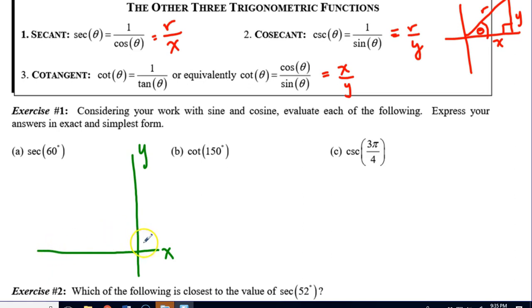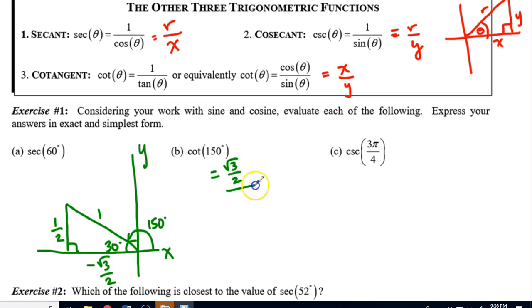Okay, so hopefully you set something up here. Now that we have this triangle, we can think about what cotangent is. Cotangent is the x over the y. So that would be the square root of 3 over 2 over the half, which is negative up here, over the half. That creates what we call a complex fraction, a fraction that has fractions within its numerator and or denominator.